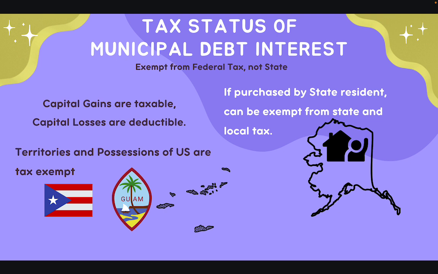Capital gains, however, are taxable and capital losses are deductible. Makes sense. You're making money on your money. That is going to be taxable, and capital losses will be deductible because you're losing money on your money. However, there is an exception to this whole taxable at the state and local levels. Territories and possessions of the U.S. are completely tax exempt. So congratulations to Puerto Rico and Guam for that.